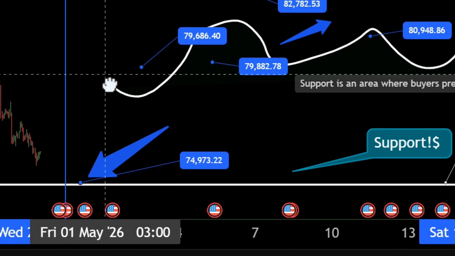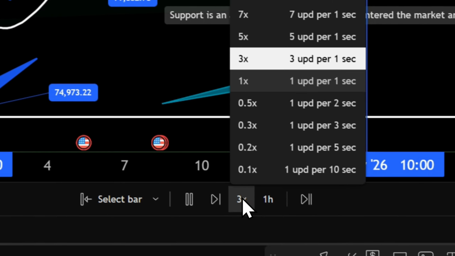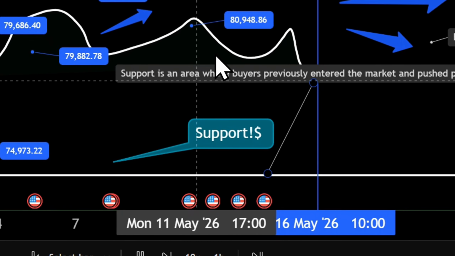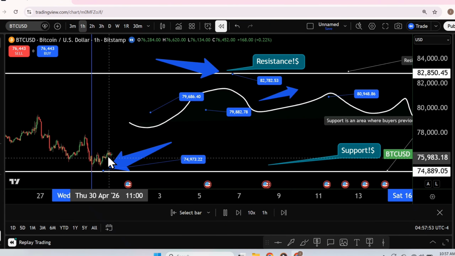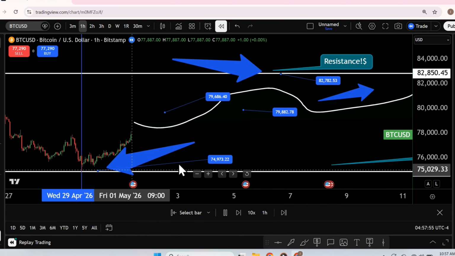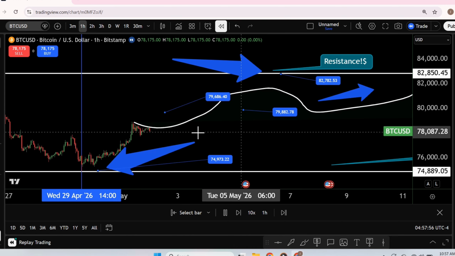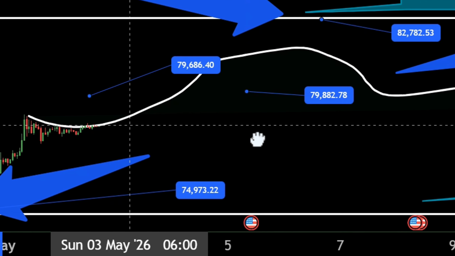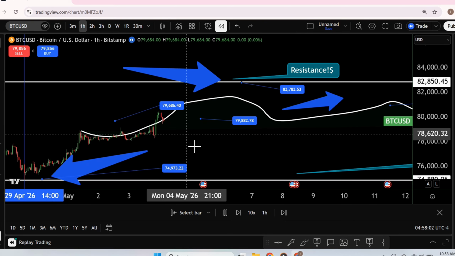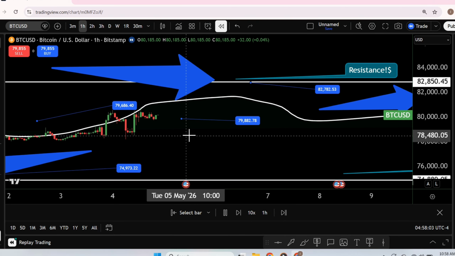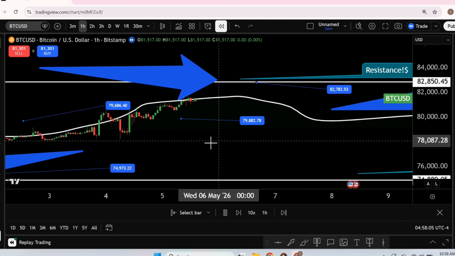Now before entering trades using support and resistance, always wait for confirmation. This is extremely important. Never enter blindly just because price touched a level. Instead, look for strong candle reactions, momentum shifts, trend confirmation, or additional technical signals like RSI or moving averages. Support and resistance are frameworks for analysis, not magic prediction tools.